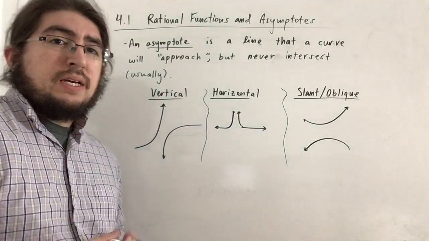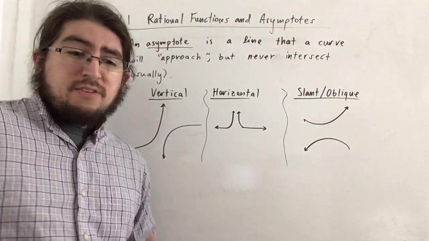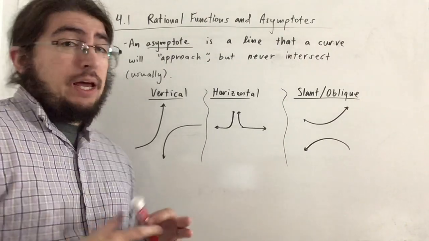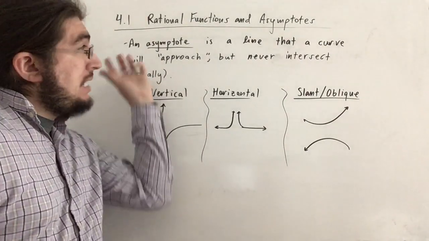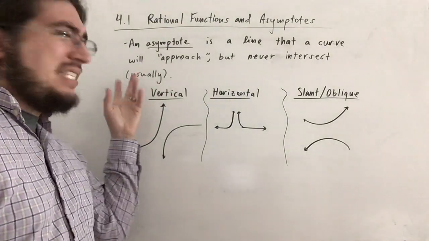So the next important piece we need to talk about is what is called an asymptote. And the idea of asymptotical behavior can go actually beyond lines. But for right now, let's just talk about asymptotes as lines. So let me just say the following. An asymptote is a line that a curve will approach but never touch. And I say usually.